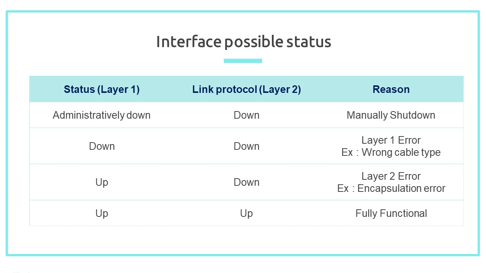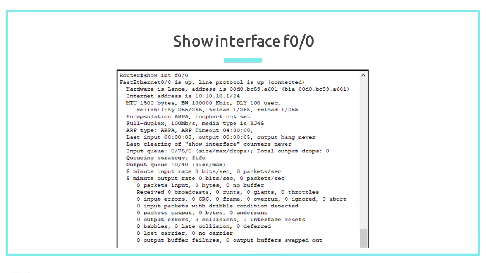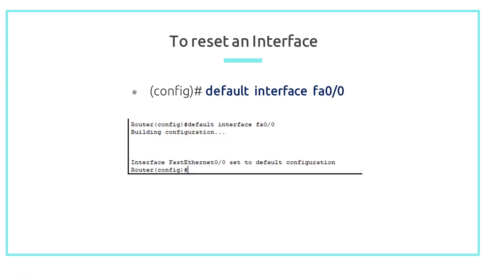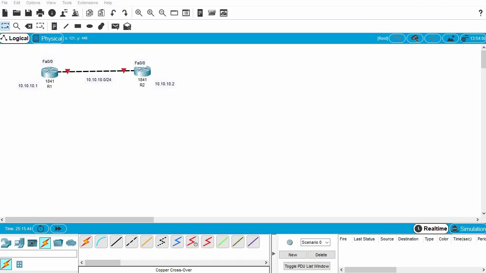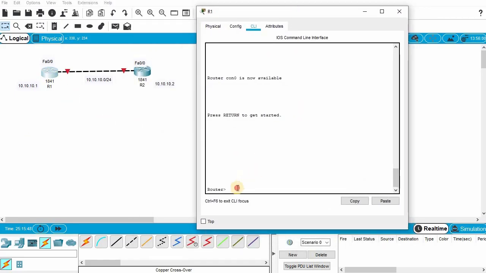Down, down: physical layer problem. Up, down: problem in the data link layer. Up, up: working properly. To see the details of the interface, use show interface F0/0. To remove the configurations done to the interface, use the command default interface Fa0/0. Let's try this in Packet Tracer.